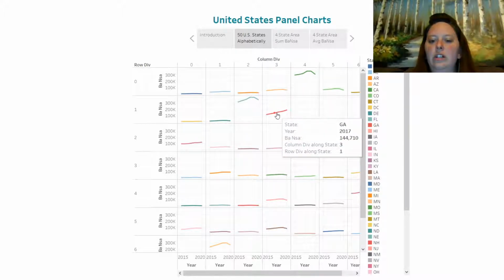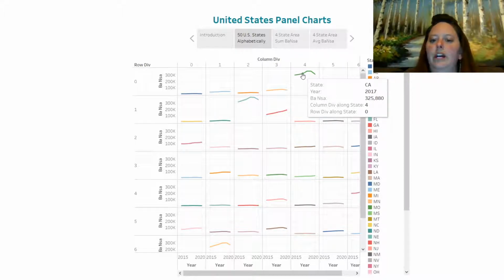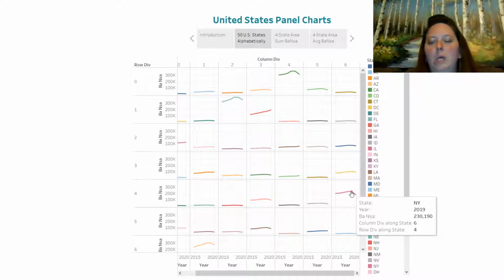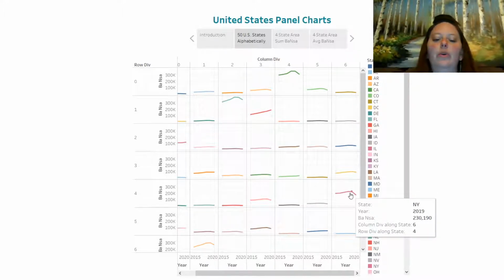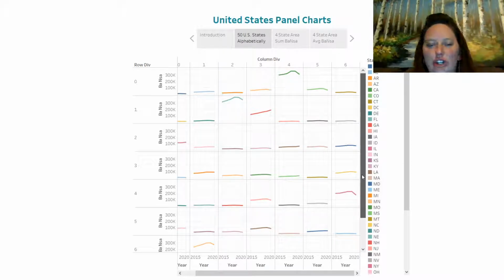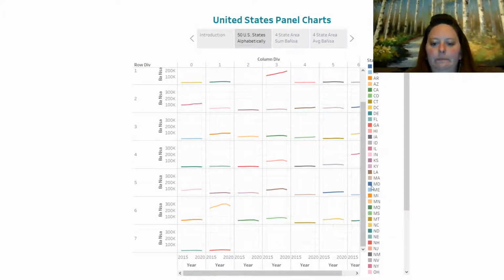We have Georgia, which is in the medium range. We have Florida, which is extremely high. California is extremely high. We had Texas that we looked at earlier. New York is fairly high, but New York is not anywhere close as big as Texas or California. And Florida has great weather all year, so there's going to be a lot of job applications there in those states.